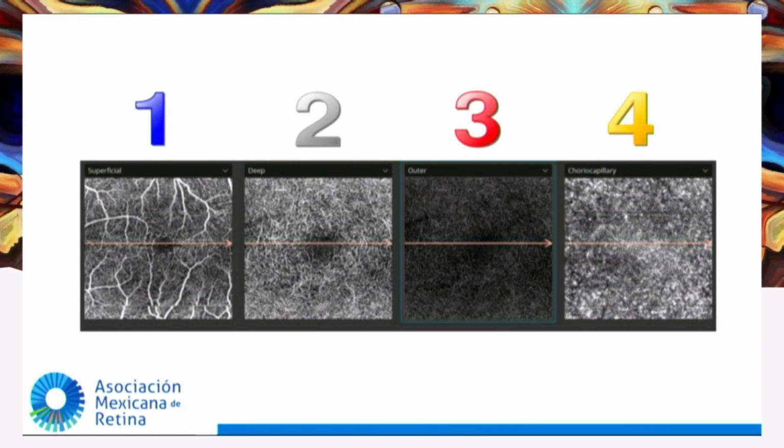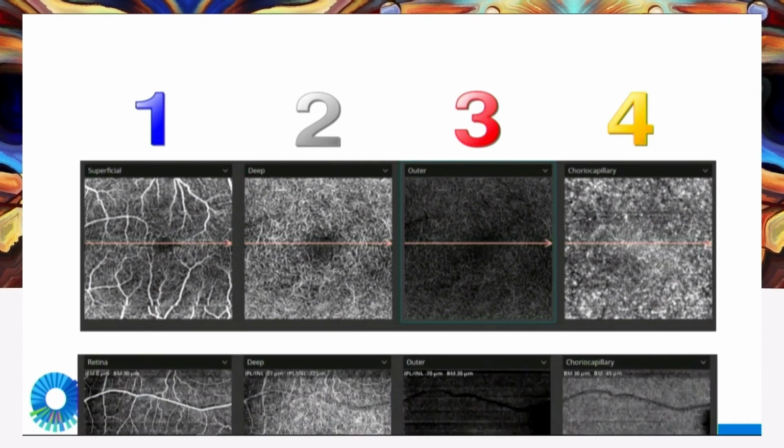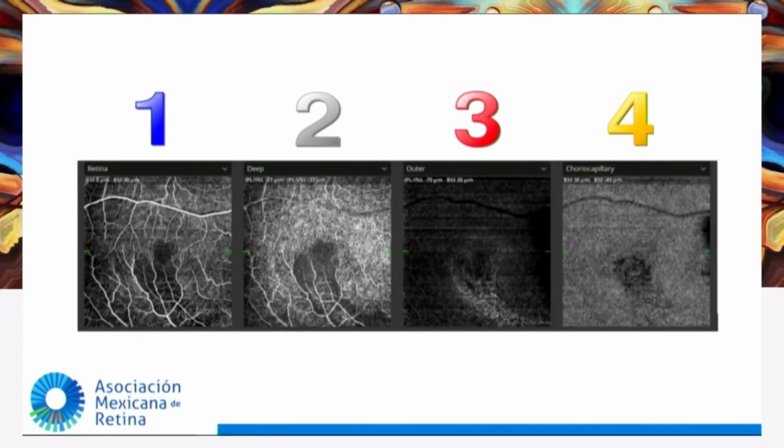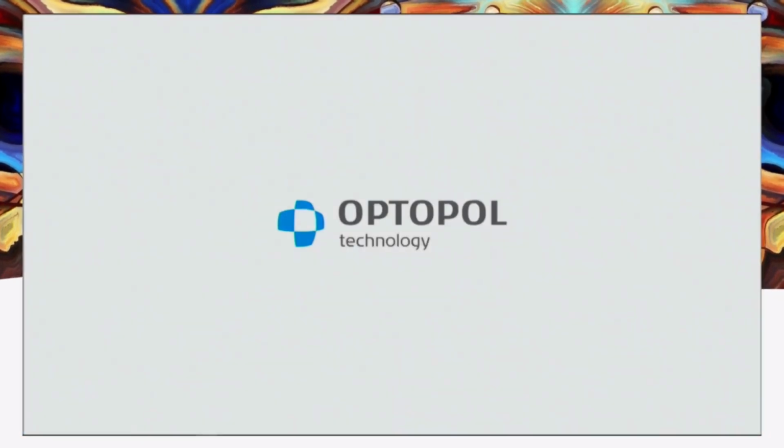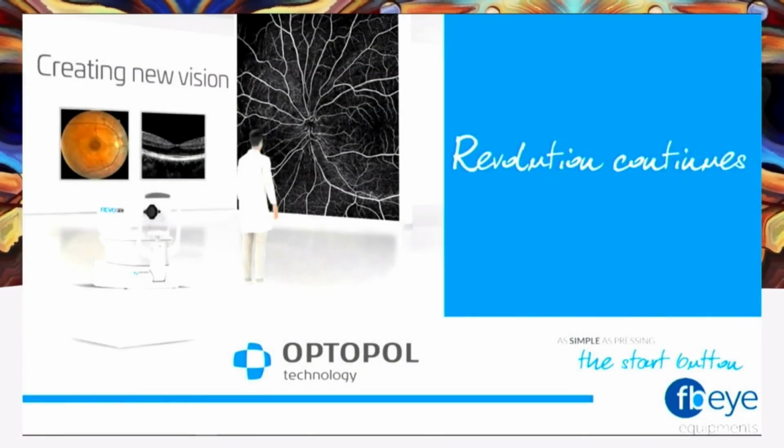So we come down to these 4 phases that the angio-OCT shows us. We can already identify them, but what comes along is the most difficult part. When we are trained to know what is normal, then we have to train our brain to detect what is not normal. I therefore give the floor to Dr. Lopez Bolaños, who will talk about the basis for interpreting the angio-OCT and its indications. Thank you so much.